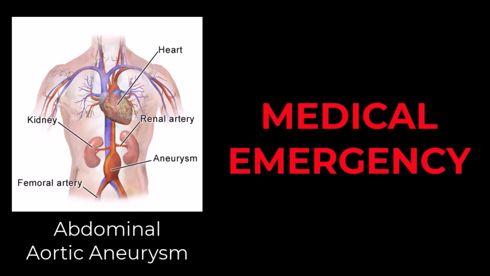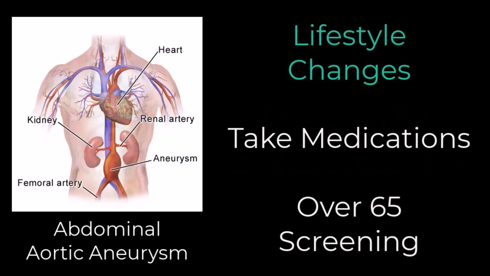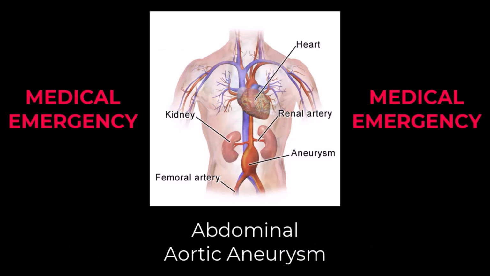Prevention with lifestyle changes. To reduce the risk of aneurysms, you should eat a heart-healthy diet, exercise, stop smoking if you smoke, and reduce stress. If you have high blood pressure or diabetes, take your medicines as your provider has told you. And people over age 65 who have ever smoked should have a screening ultrasound done once.